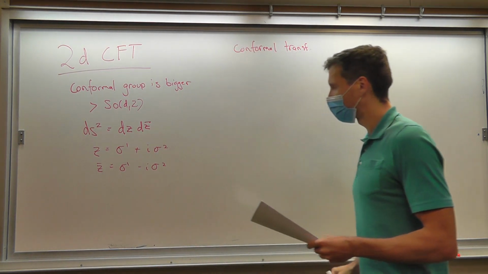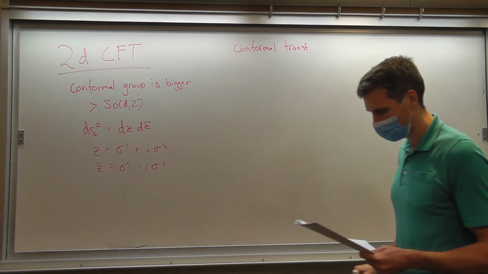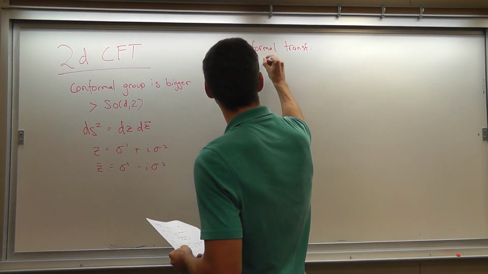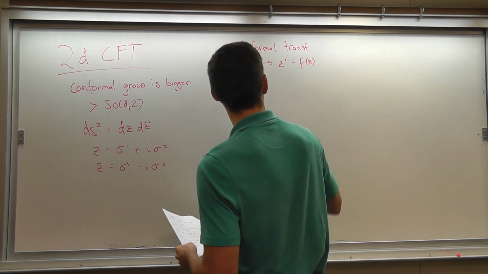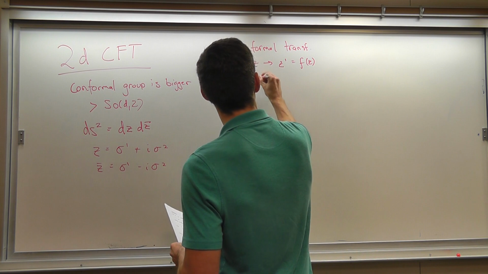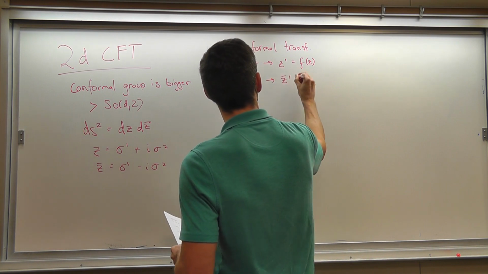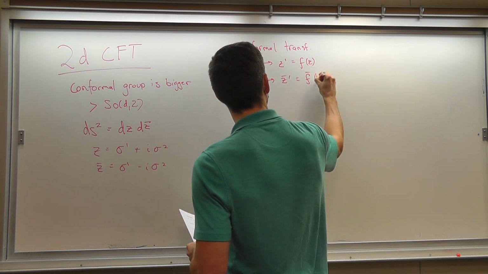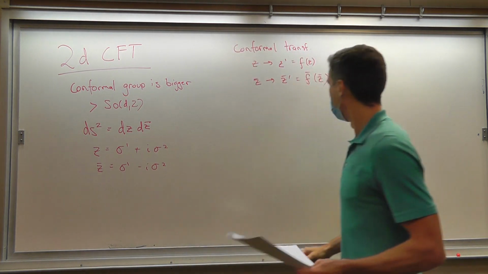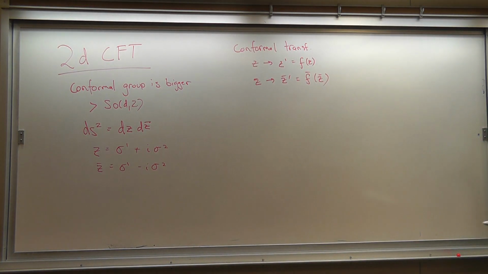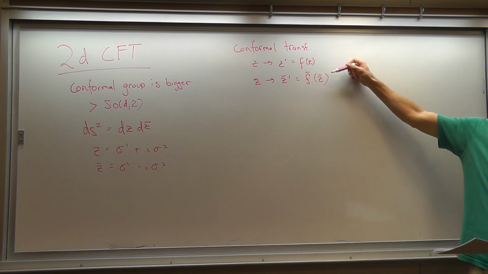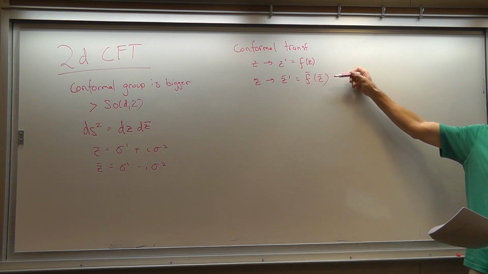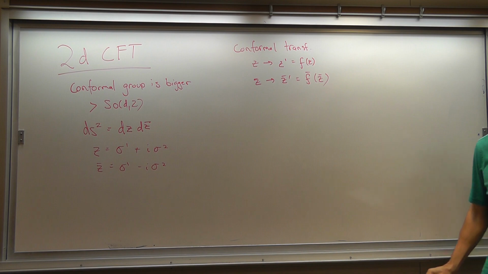in a complex coordinate are very easy to write down. They're just z goes to z prime, which is any function f of z, and z bar goes to z bar prime, which is a different function f bar of z bar. That is, we get 1 holomorphic function and 1 anti-holomorphic function worth of conformal transformations.